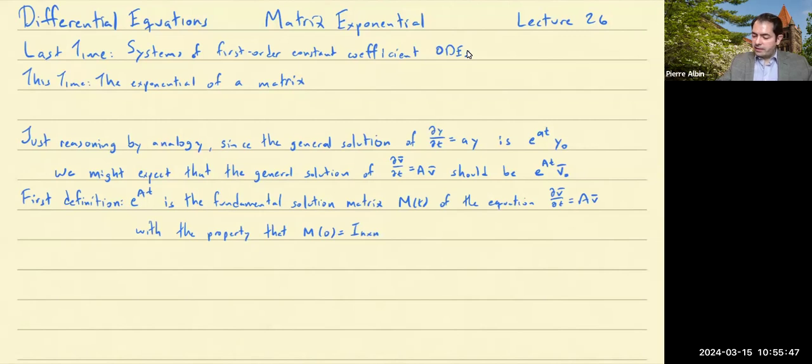So remember that a given first order linear equation for a vector valued function has many fundamental solution matrices, infinitely many fundamental solution matrices, but you can pick one of them by declaring that at a given point it's going to be equal to the identity, right? So we define the exponential to be the fundamental solution matrix that satisfies this property.